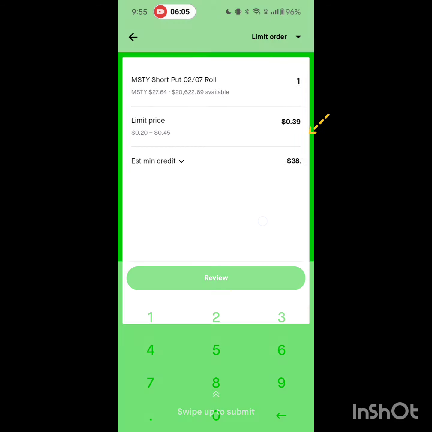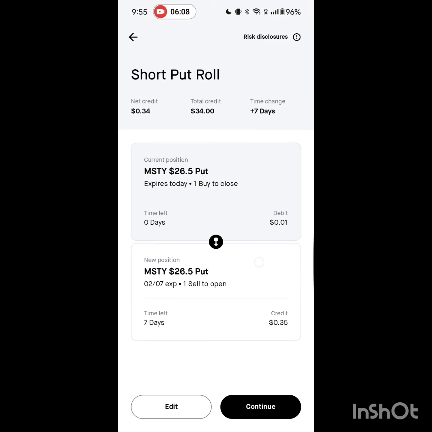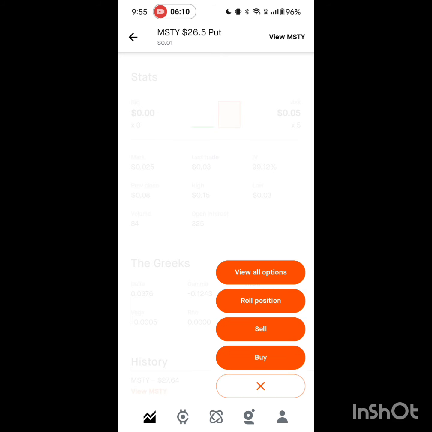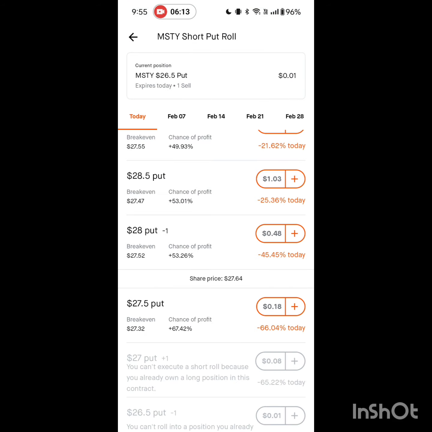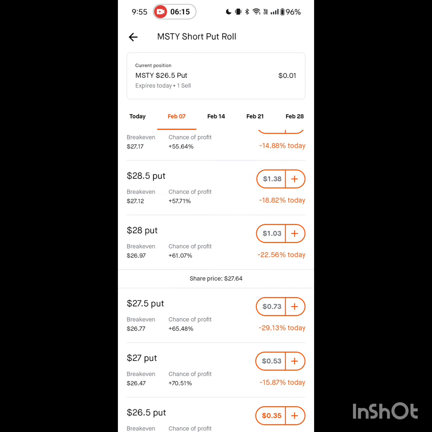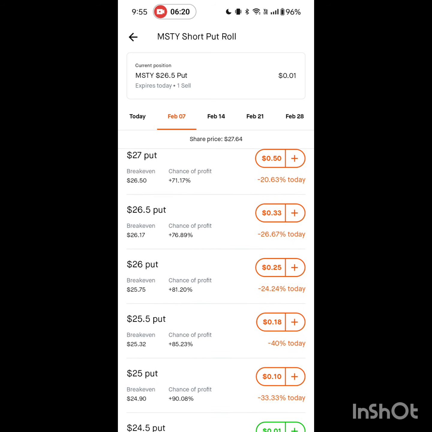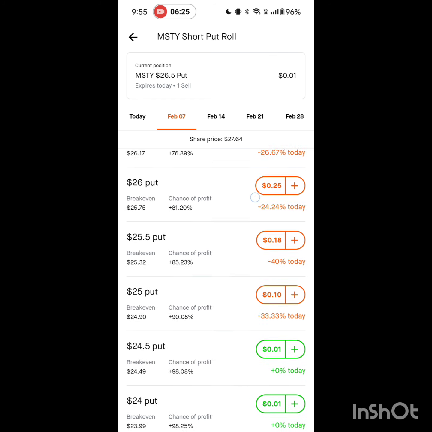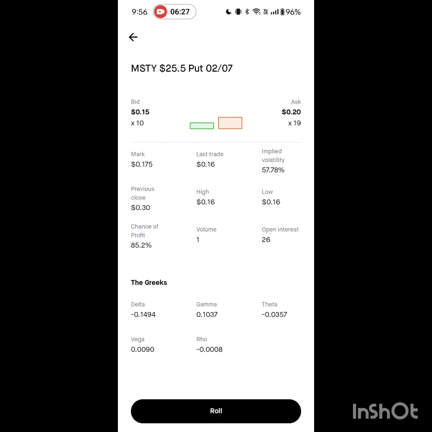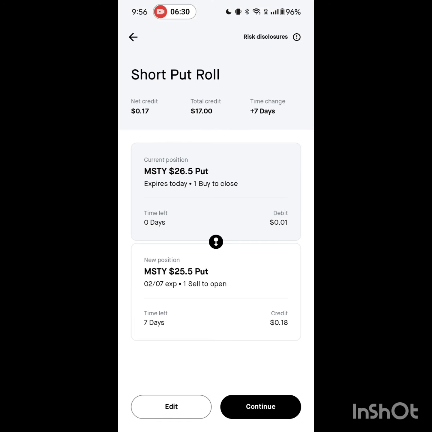Okay, now let's go back. We can roll it, but let's pretend we roll it for next week, and we want to go a little bit lower on the strike price. Let's pretend that instead of 26.50, we want to do 25.50. Okay, you're going to hit roll again. The debit for me to close the existing contract is going to be $1, and I'm going to receive $18 of premium with that.